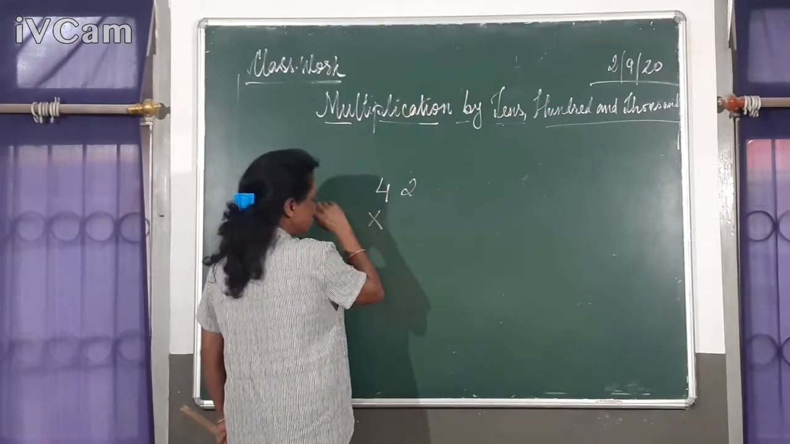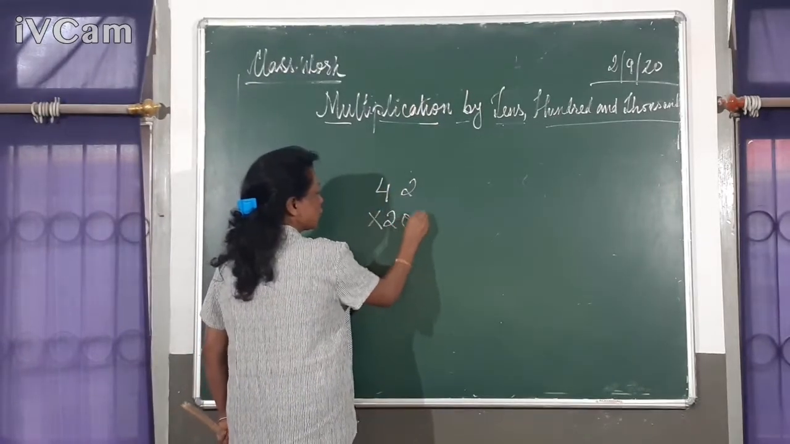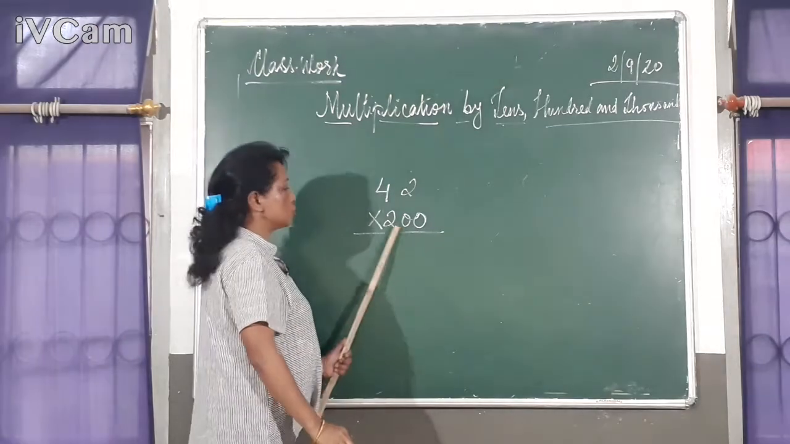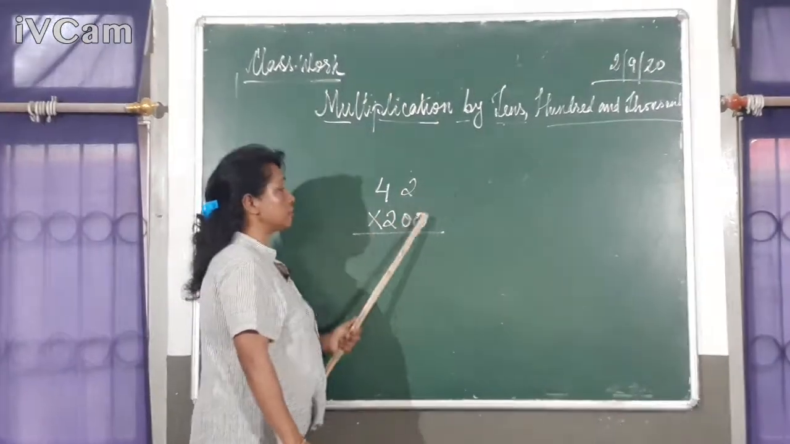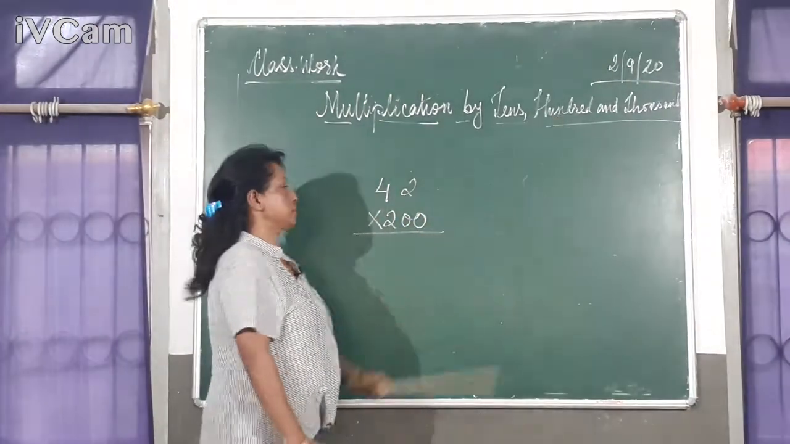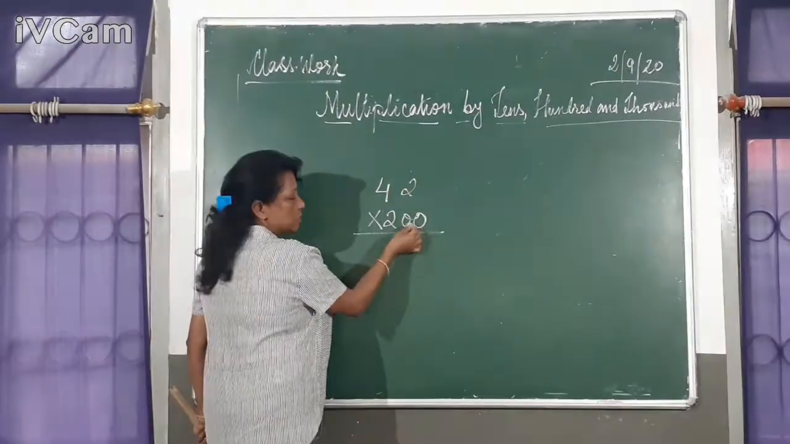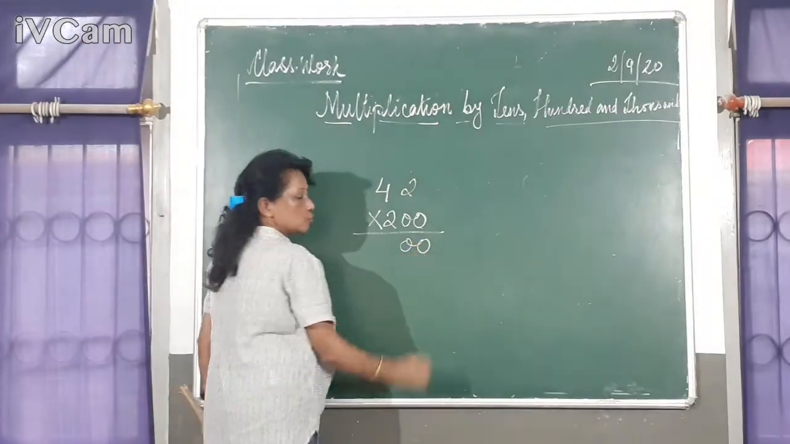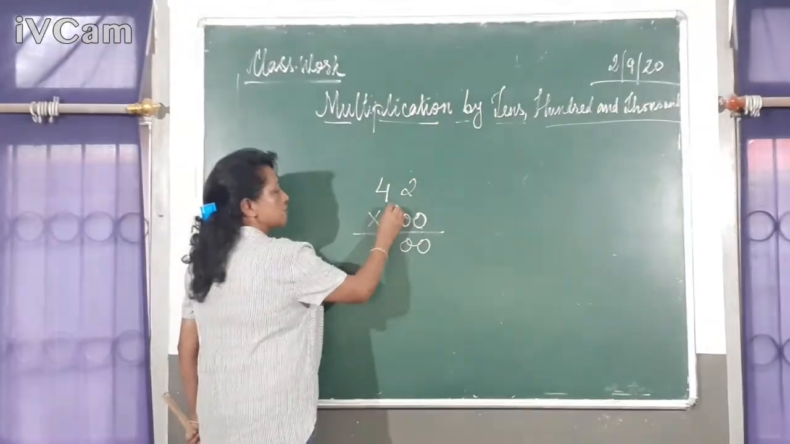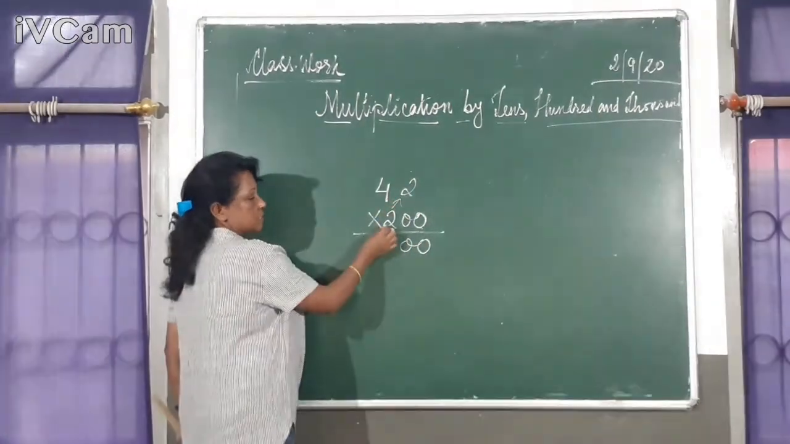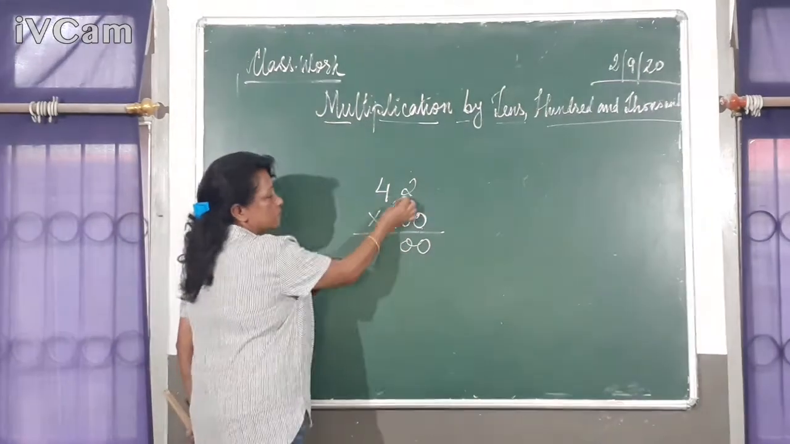Now next, 42 multiplied by 200. Now 2 zeros, 100. Now I'm going to multiply with 100. Now what you do is, how many zeros are here? 2 zeros. So just add 2 zeros. And then start multiplying with the number. Next number is 2. So you start multiplying with 2.